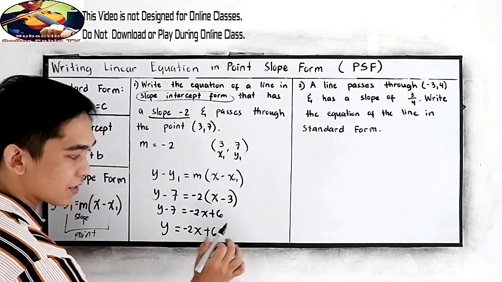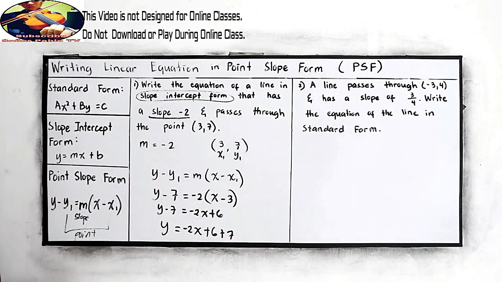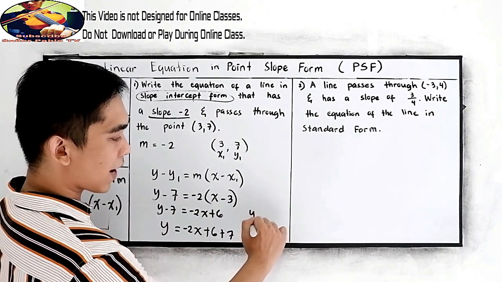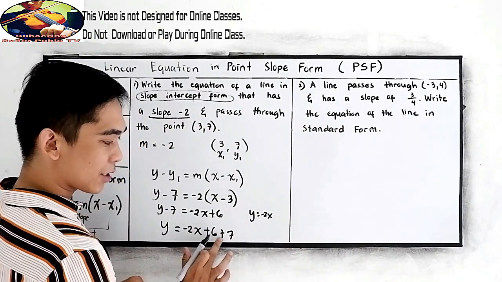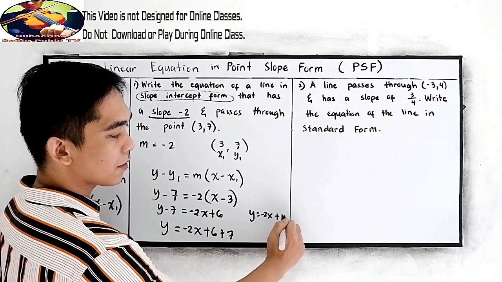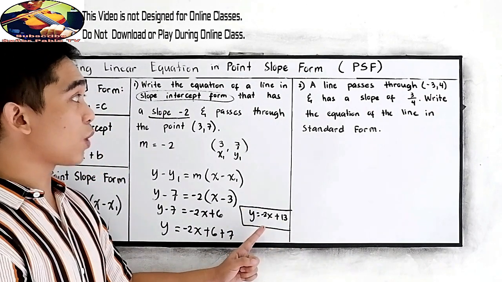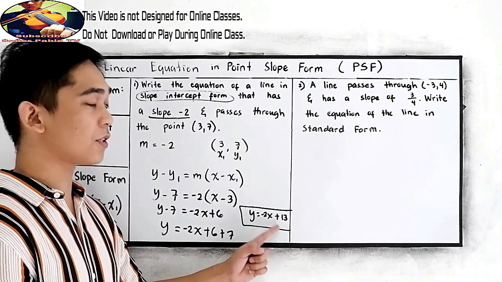Need to move on the right side. The negative will become +7. And for our final answer, y is equal to -2x, 6 plus 7, +13. This will be the equation of our line. Y is equal to -2x plus 13.